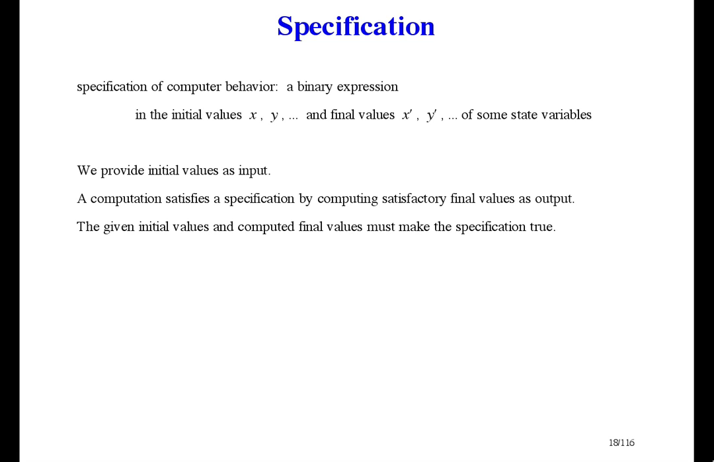Now, the same again, but high level. A specification is a binary expression in unprimed and primed state variables. We provide values for the unprimed variables as input. The computer provides values for the primed variables as output, so that all values together make the specification true.